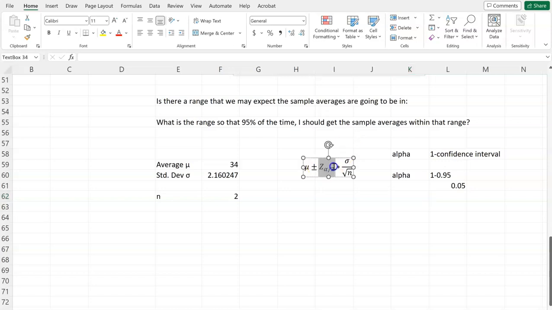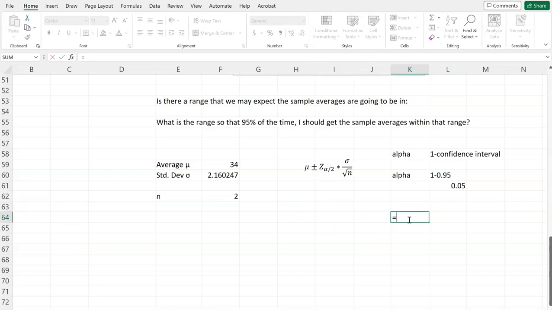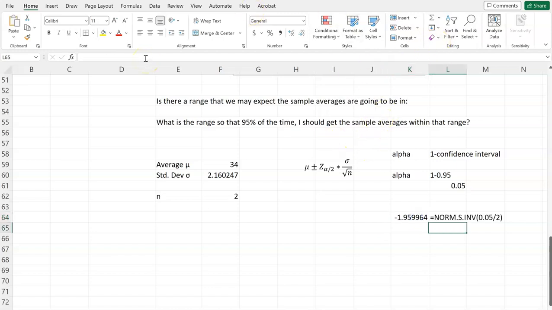Now what is the z? The z is the z value that we can find from the normal distribution. So what I can do is use NORM.S.INV, and the probability I'm looking at is 0.05 divided by 2. And I get a number, 1.95594. So I want to be 95% sure that my sample averages are going to be within this range. The alpha here tells us what is outside of that range.